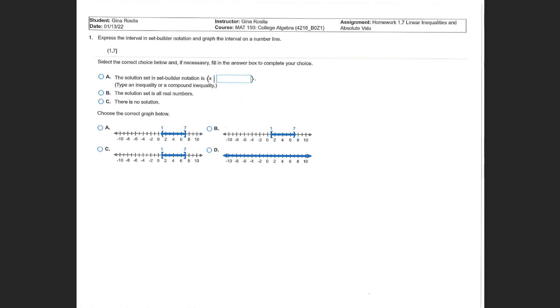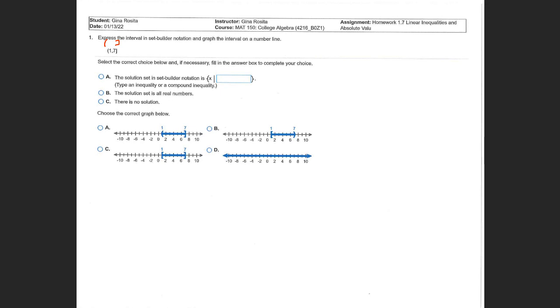Okay, so we're going to review again. Parentheses indicate endpoints that are not included in an interval. Now look at the other one: square brackets indicate endpoints that are included in an interval. So look at the definition of the open interval and closed interval.